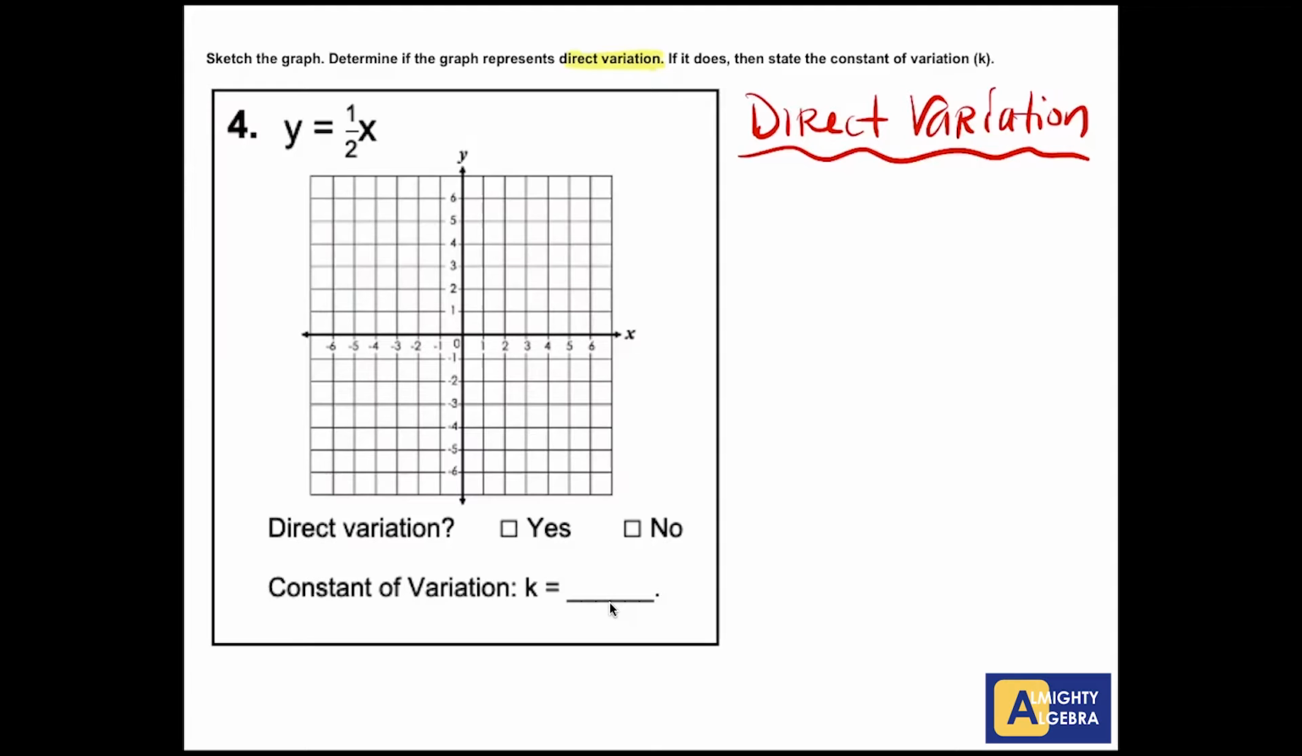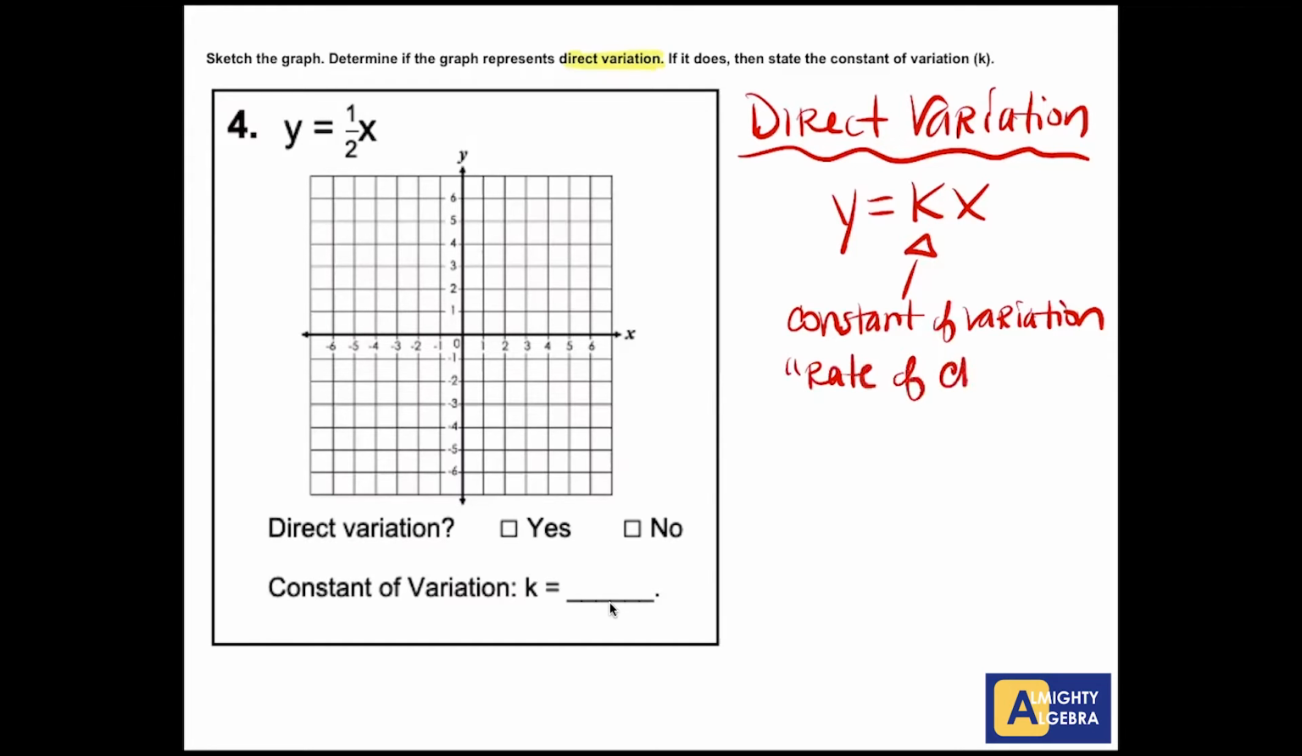Direct variation is a mathematical relationship between two variables where an output is equivalent to an input times a constant. To represent this algebraically, we would use this equation y equals kx, where k is the constant of variation. Think of the constant of variation as like the rate of change. How is it changing? How is it increasing or decreasing?